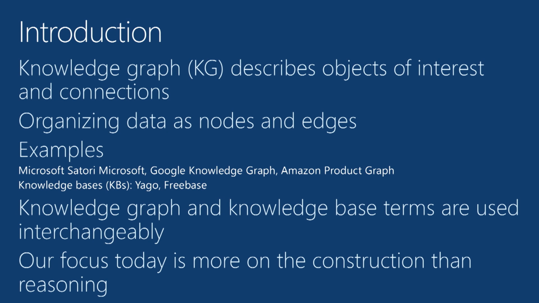So knowledge graphs, what's a knowledge graph? It's basically a graph where you can describe objects of interest and connections. And we're interested mostly in organizing data as nodes and edges. And if you use any search engine like Microsoft Bing or Google, you're using a knowledge graph under the cover. So every time you issue a query, and there's an entity on the right that has the name of the person, the age, what they do, et cetera, that's powered by either Satori, which is the Microsoft knowledge graph, or the Google knowledge graph if you happen to use Google.